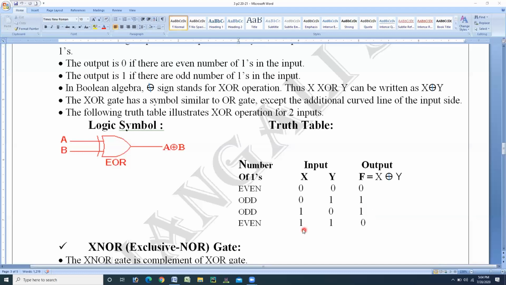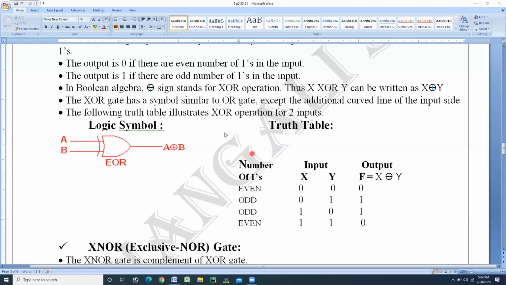Now check here. X and Y both have inputs 1, 1. X value is 1, Y value is also 1. How many ones are there in the inputs? 2. Is 2 even or odd? 2 is an even number. So if an even number of ones is present in the input, the output will be 0 or low. Is it clear?